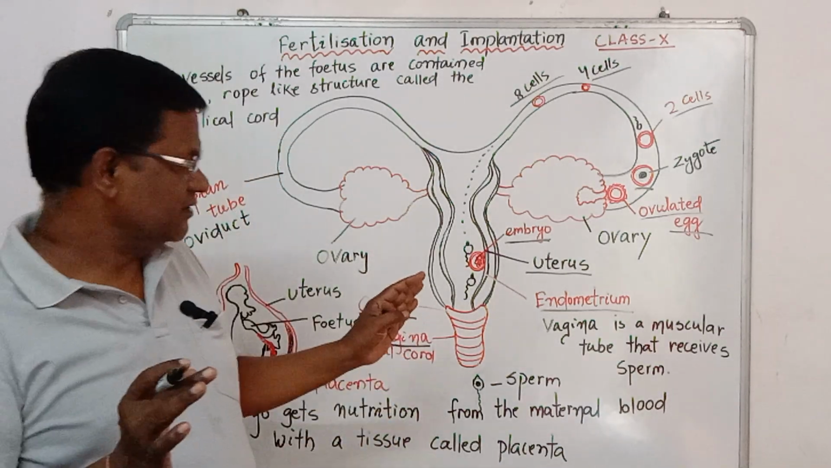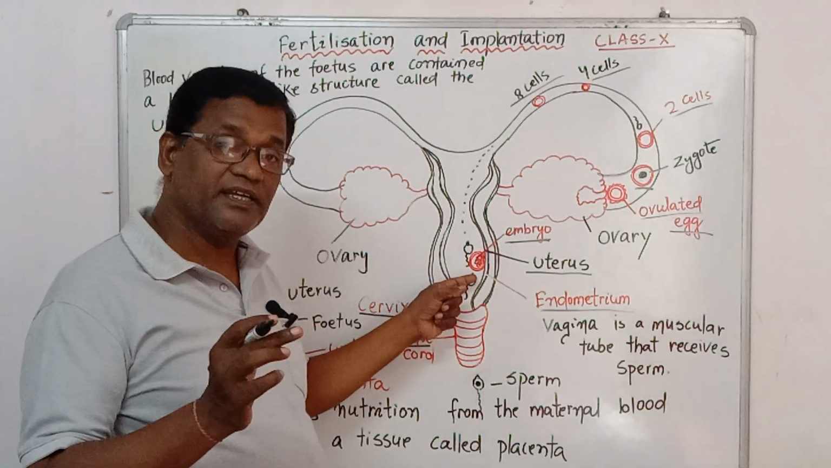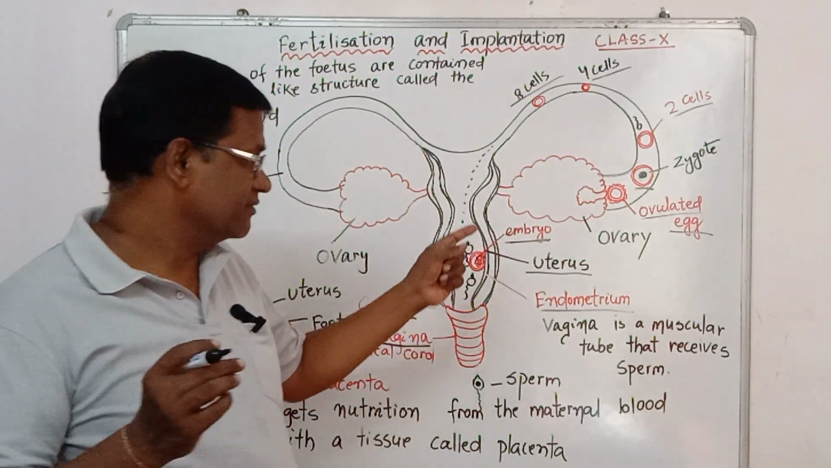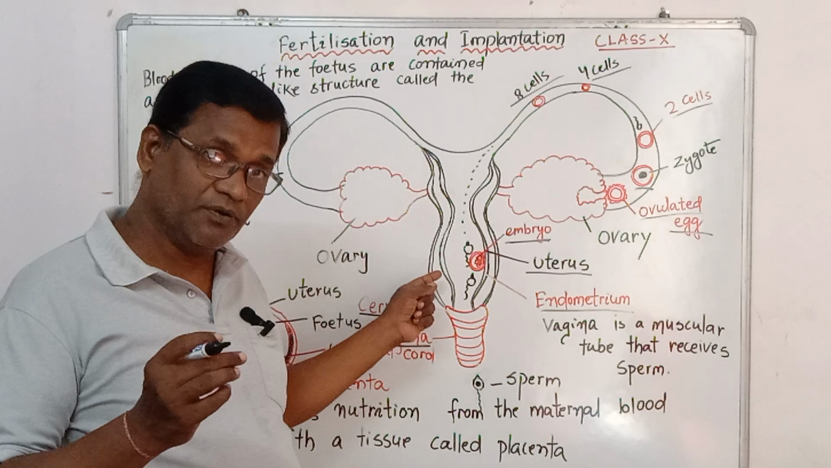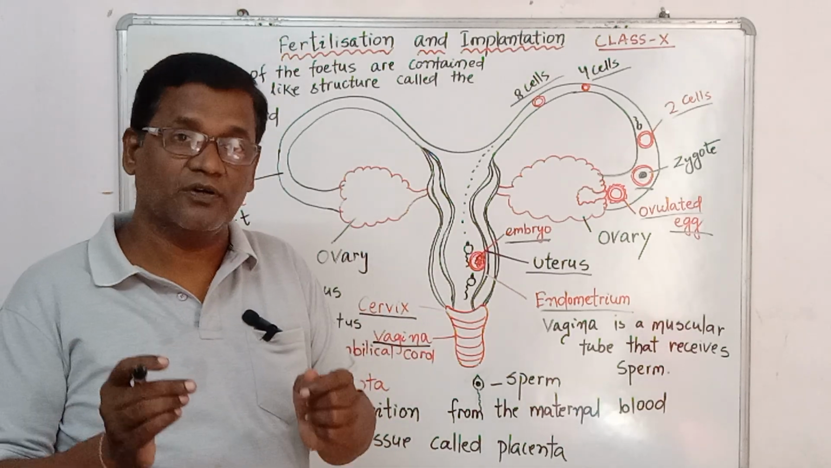Simply, what happened? The uterus gets ready to receive the embryo. If it is not ready, how will the embryo develop? That's why, before the embryo arrives, the uterus gets ready to receive it.